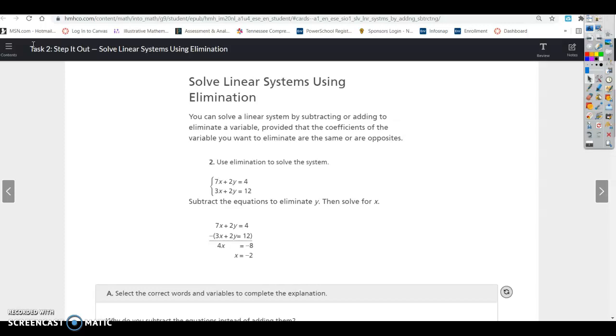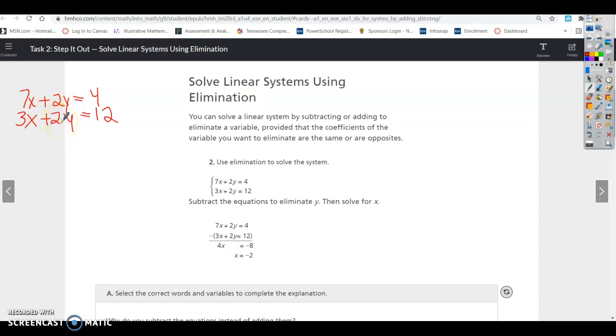All right, so let's go ahead and look at this system of equations here. So we have 7x plus 2y equals 4. And we have 3x plus 2y equals 12. All right, so since we have 7 and 3, that's not going to help us much, but we have 2 and 2. So if we add 2 and 2, that's 4. But if we subtract 2 from 2, we get 0.